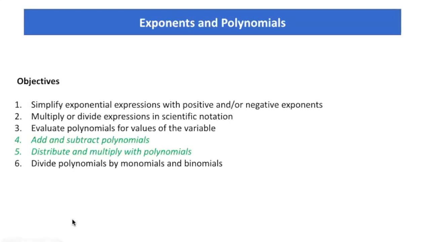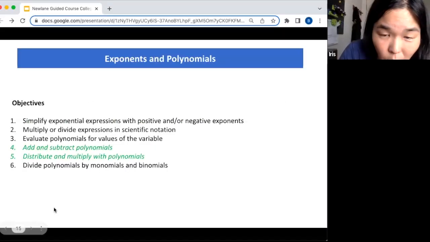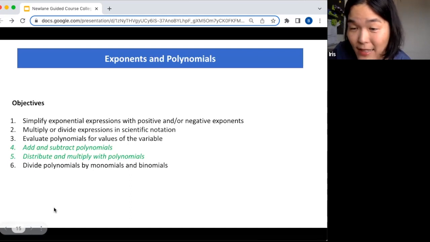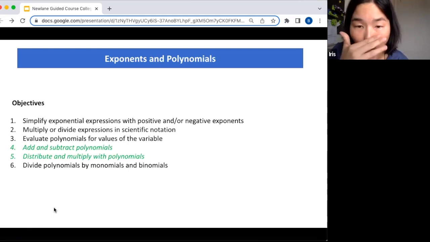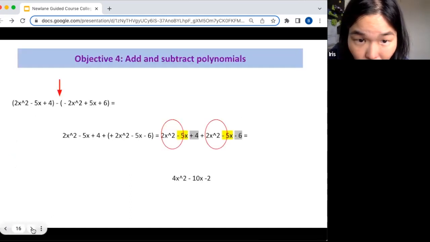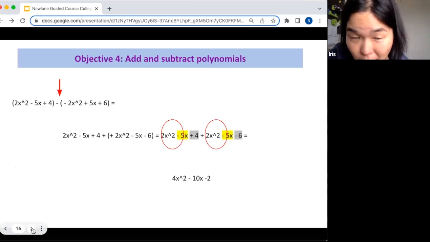So then, if I have exponents and polynomials. What I wanted to show last time was how to add and subtract polynomials. I had parentheses 2x squared minus x plus 4, close parenthesis, minus, and then parenthesis negative 2x squared plus 5x plus 6, close parenthesis.